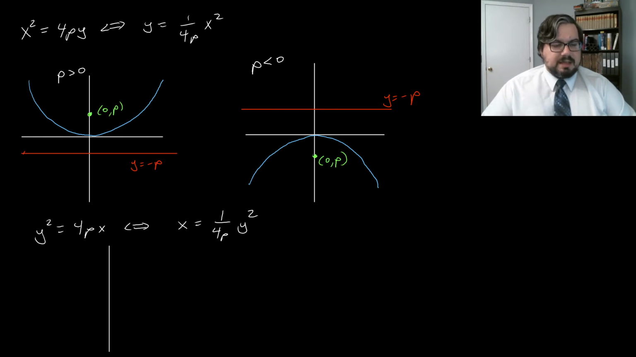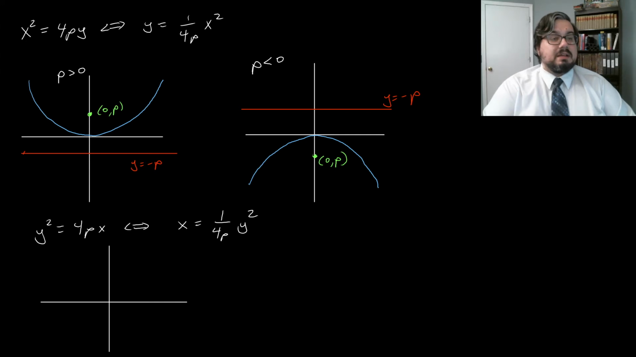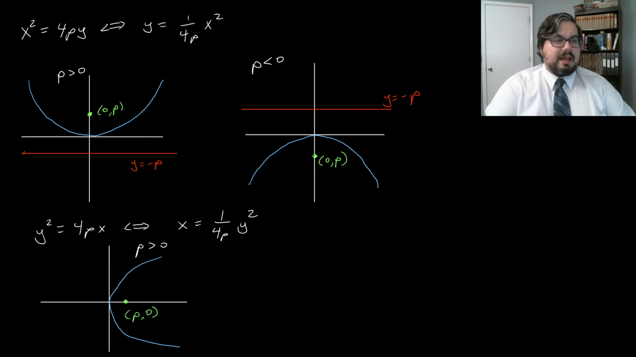And if we do this again, there are two different possibilities, and they're determined by where the focus is. So if p is positive, then the focus is going to be on the right side. It's going to be at the point (p, 0). The parabola is going to look something like this, and the directrix will now be a vertical line with the equation x equals negative p.